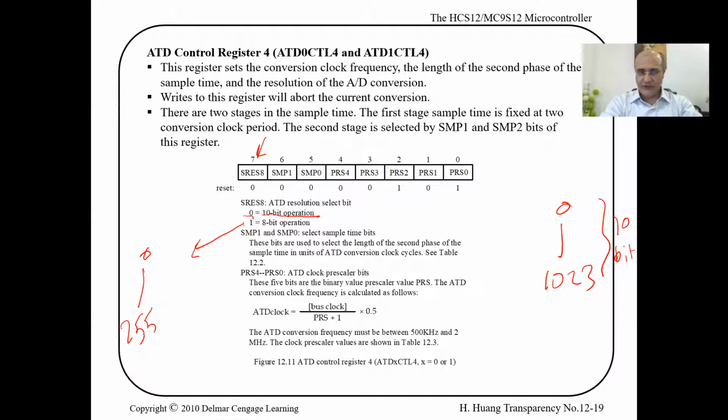And again, for easiness, 0 to 255 is something not bad yet. So let's do 8-bit conversion. Then we come to these 2 bits, SMP1 and SMP2, and these select the sample time bits for the second phase of the sample and hold cycle. How many clock cycles we're going to do.